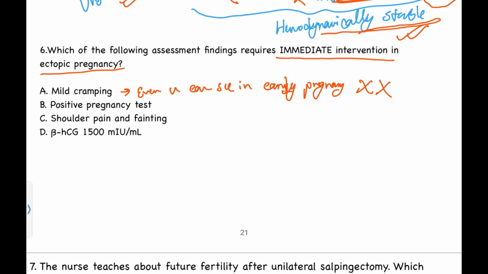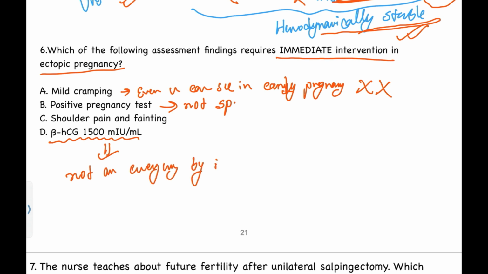Coming to the positive pregnancy test. Does a positive pregnancy test need immediate intervention? No, it's not specific, because an unruptured ectopic pregnancy also gives you a positive pregnancy test. So for that, you don't need immediate intervention. Now, a beta HCG value of 1500 milli international units per ml is also not an emergency by itself.